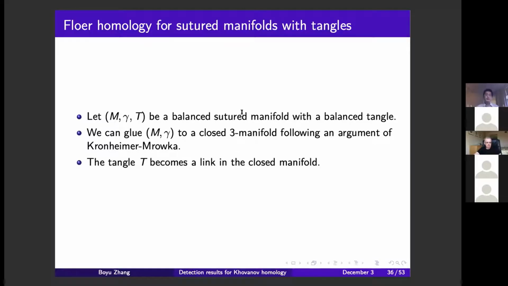Now, if we have a tangle in this Floer manifold, then if we assume the tangle is balanced, we can also make sure, by choosing the gluing map carefully, that the image of the tangle in the closed manifold is a link, so that all the positive sides of the boundaries are glued together with the negative sides of the boundaries.